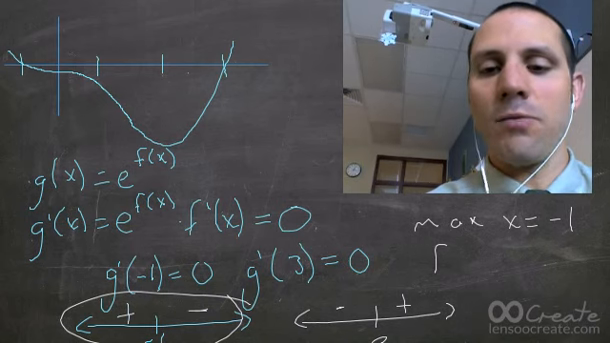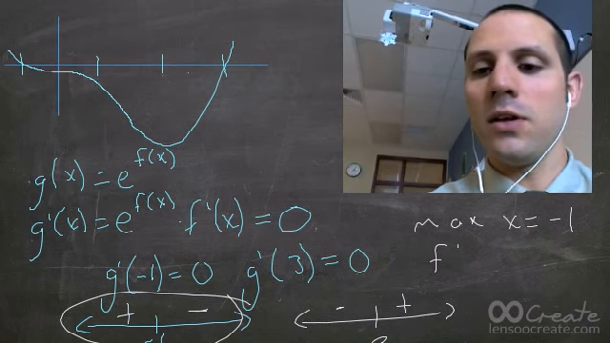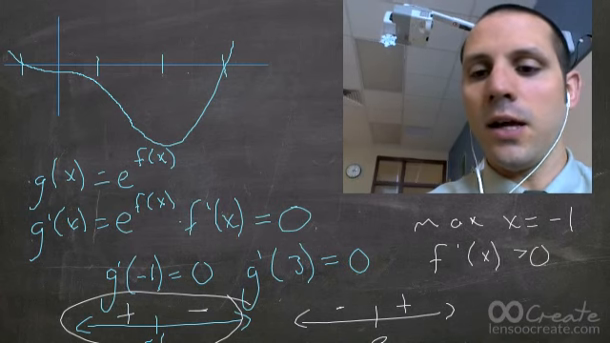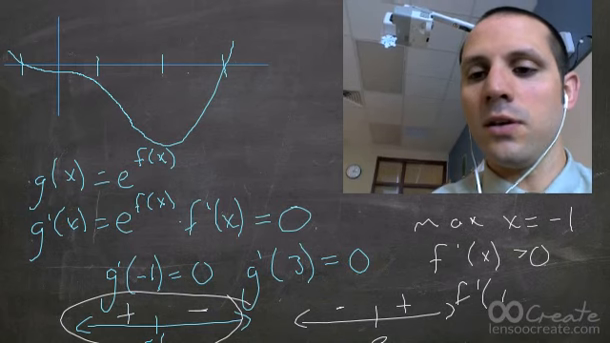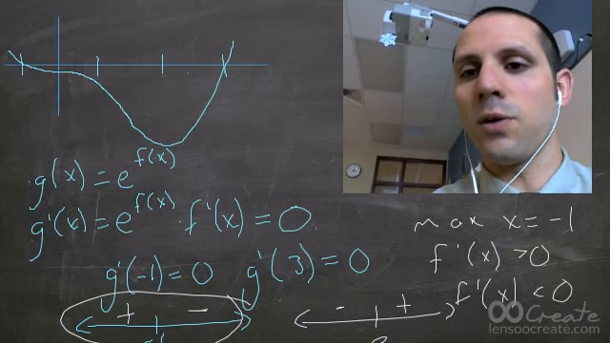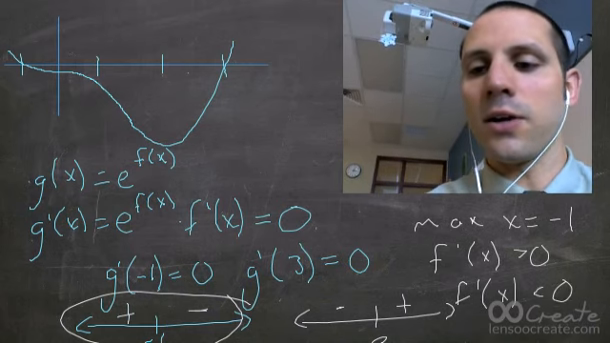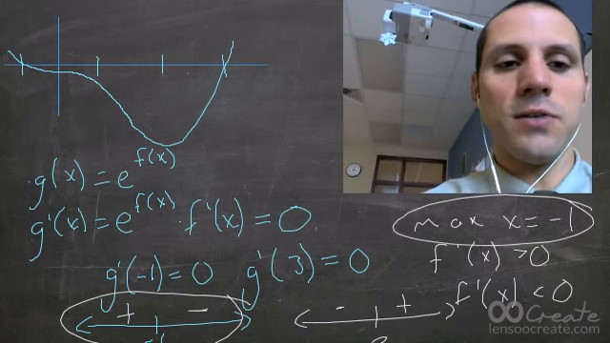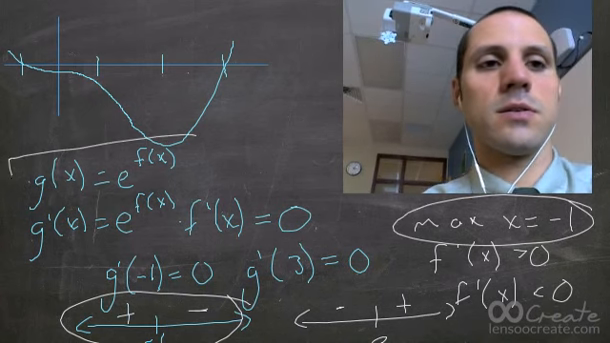because f prime of x is greater than 0, and then f prime of x is less than 0 before negative 1 and after negative 1, that creates a max for g of x.